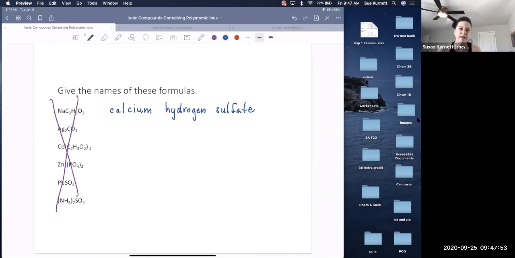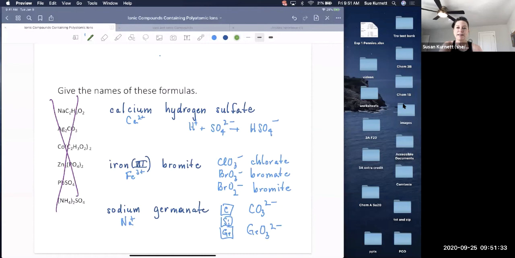Go ahead and give me the formula for calcium hydrogen sulfate. Okay, I'm not seeing any raised hands, so it makes me wonder what's happening out there. Away from keyboard. I'm here. Scared. So I'm trying to show my thinking.